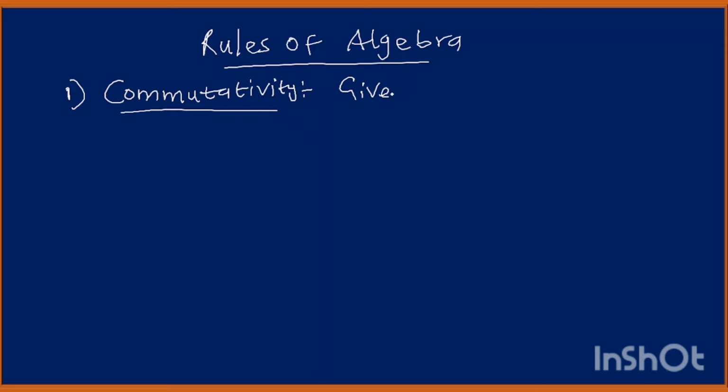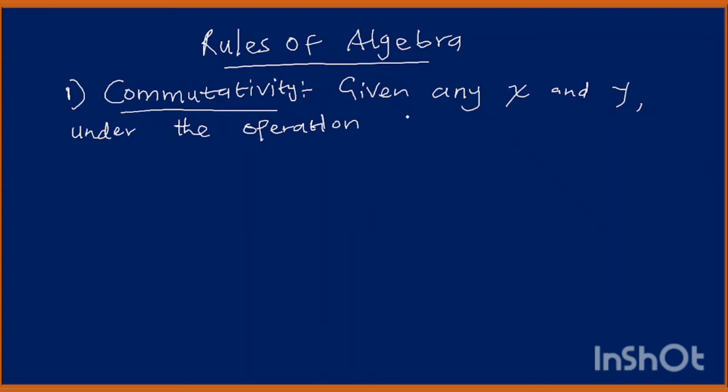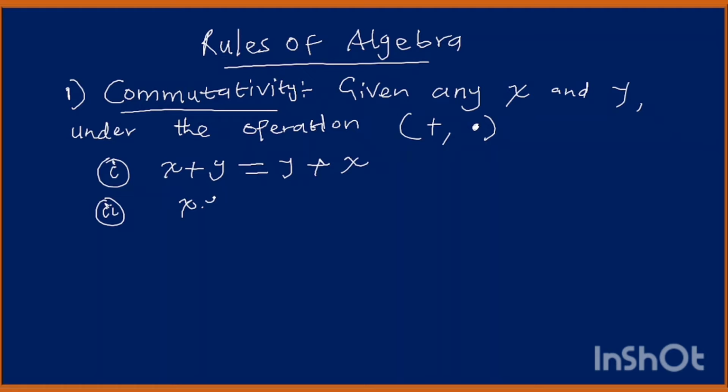This states that given any two numbers, say x and y arbitrarily, under the operation of addition or multiplication, commutativity states that x plus y is equal to y plus x, and x multiplied by y is equal to y multiplied by x.